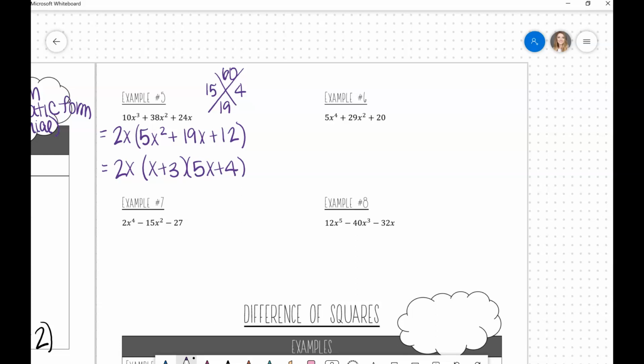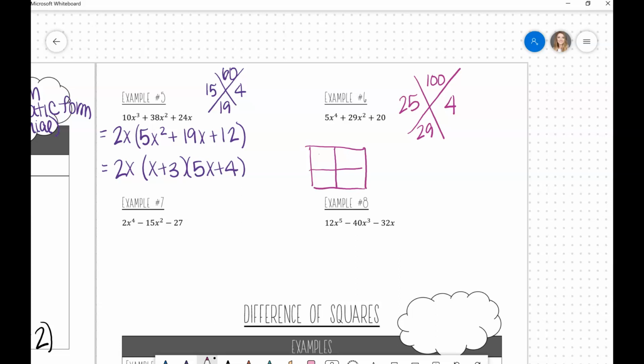Okay, the next one we're going to take a peek at is example number 6. And so same idea, look for a greatest common factor, however there isn't one. This is one of those cases where it's not a quadratic because the degree is a 4. However, it looks like a quadratic, so we can treat it that way. So we are going to use the diamond rectangle. 5 times 20 is 100. We need to add to 29, multiply to get 100, and we end up getting 4 and 25. We put that into the box.